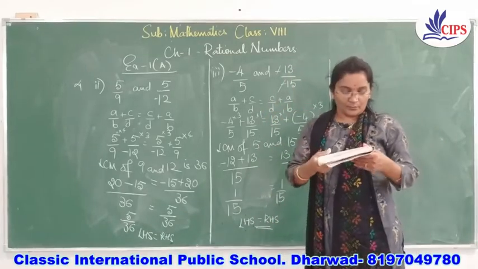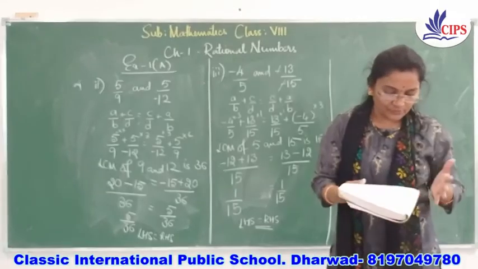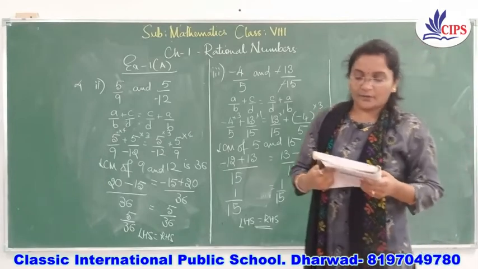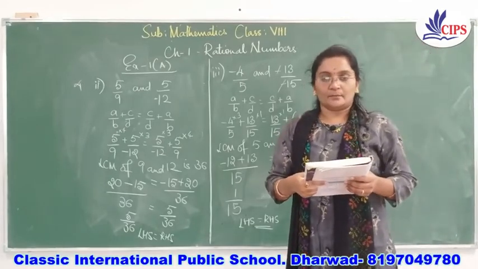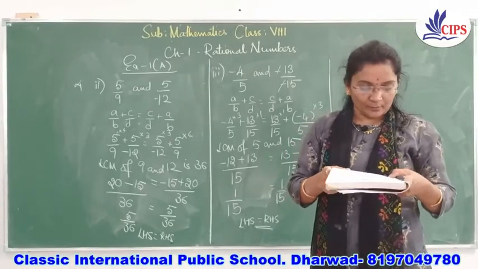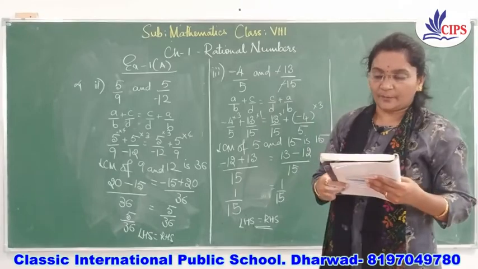Understood? So we have verified 3 sums for the commutative property. So the rest 3 sums will be for homework. The rest 3 sums of 4th main are for homework. Later I'll write all the homework sums on the board. Okay, we'll go for the 5th main.